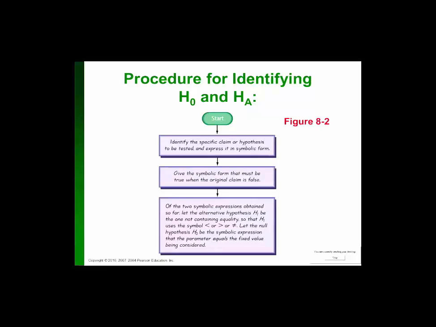And then of those two expressions, you let the alternative hypothesis be the one that doesn't include an equal in any way, shape, or form, so that the alternative hypothesis just has less than, greater than, or not equal to in it. And then you let the null hypothesis be the symbolic expression that the parameter, whether it's proportion or mean, equals something. The null hypothesis is always going to have an equals in it. The alternative hypothesis is always going to have less than, greater than, or not equal to in it.